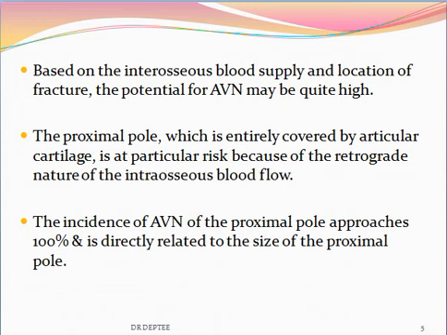Based on the intraosseous blood supply and location of the fracture, the occurrence of avascular necrosis becomes high or low. The proximal pole, which is entirely covered by articular cartilage, is at particular risk because of the retrograde nature of the intraosseous blood flow. That is, the artery turns around and runs downward. The incidence of avascular necrosis of the proximal pole approaches about 100% and is directly related to the size of the proximal pole.